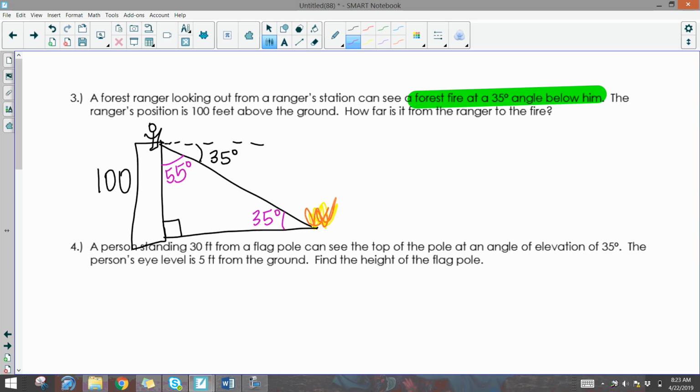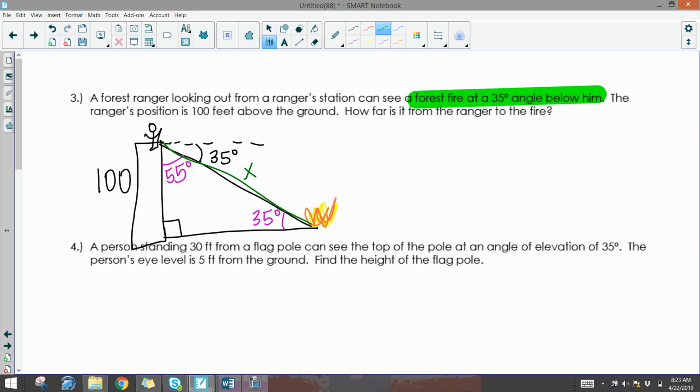We want to know the distance from the ranger to the fire. So how far is the ranger to the fire? We're going to do the diagonal distance here. I believe in every other question it's very clear. Technically, this one's a little ambiguous on if you find the horizontal side or the diagonal side.